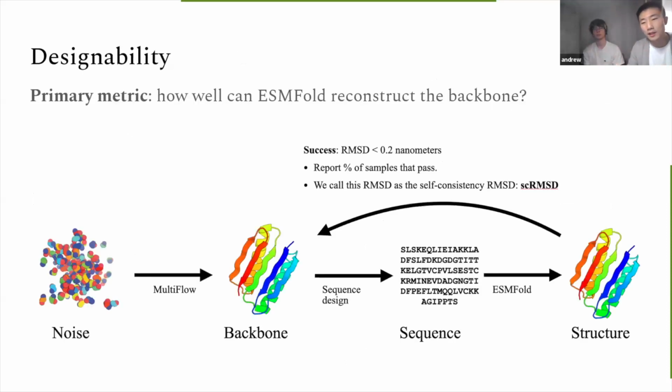And designability, in case people aren't familiar with it, is that you use your generative model to sample the backbone and then have some sort of way to get the sequence out. Then the sequence is fed into an accurate protein forward folding network like ESMFold or AlphaFold 2. Here we use ESMFold just because it's very easy to run. And then the success is if the global average RMSD after alignment is within 0.2 nanometers. The RMSD between the folded structure and the generated structure is called scRMSD throughout.